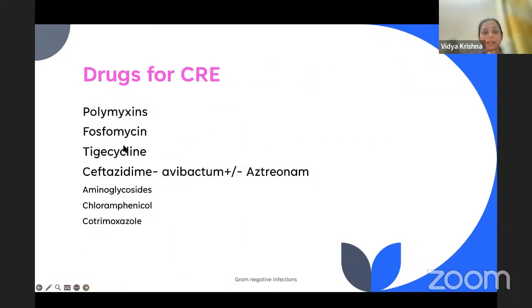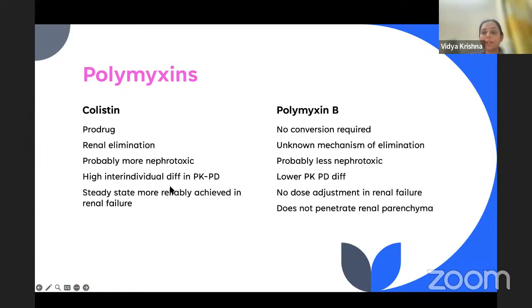So, drugs for CRE. These are the drug options that we have: polymyxins, fosfomycin, tigecycline, ceftazidime-avibactam plus or minus aztreonam, and the other conventional ones. What about polymyxins? Polymyxins include two drugs basically: colistin, which is polymyxin E, and polymyxin B. Colistin, as we all know, is a pro-drug, which means it has to be converted in the body, which is taken as a slight disadvantage compared to polymyxin B, which is a direct-acting agent. Colistin has renal elimination, and in most studies the major problem seems to be that it is highly nephrotoxic.